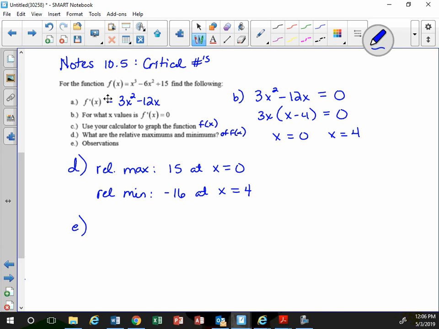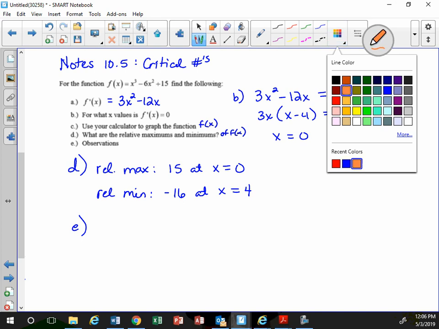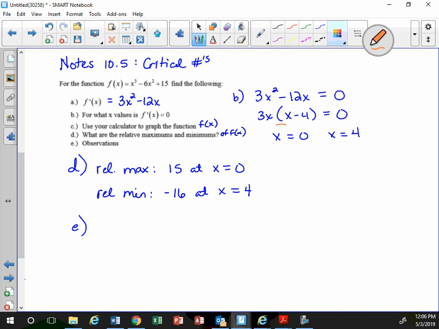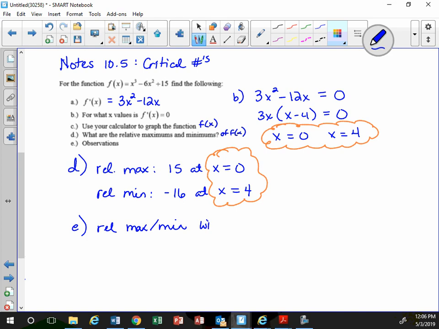Okay. Part E says observations. Do you notice anything? Notice that those are the same as those, right? So the derivative tells you that the relative max or min will happen when the derivative is zero, where f prime of x equals 0.